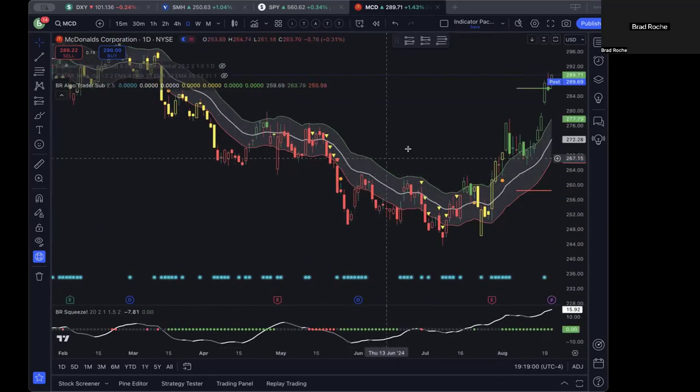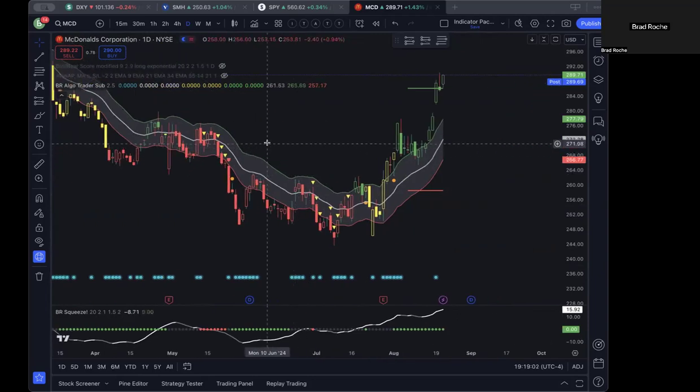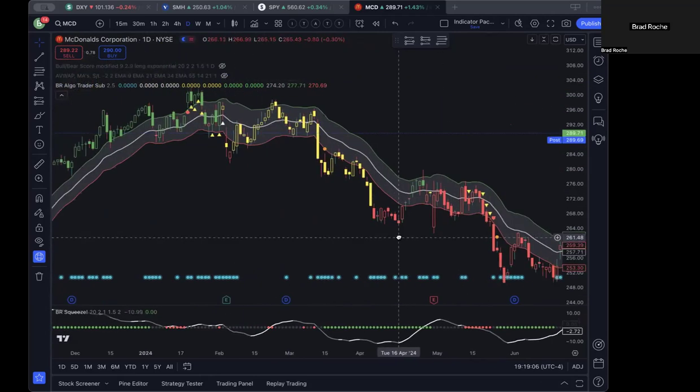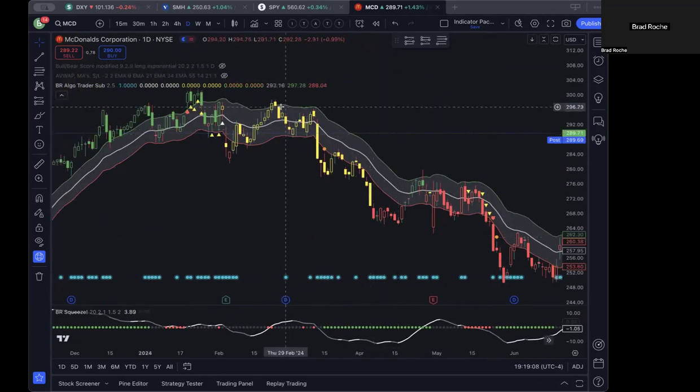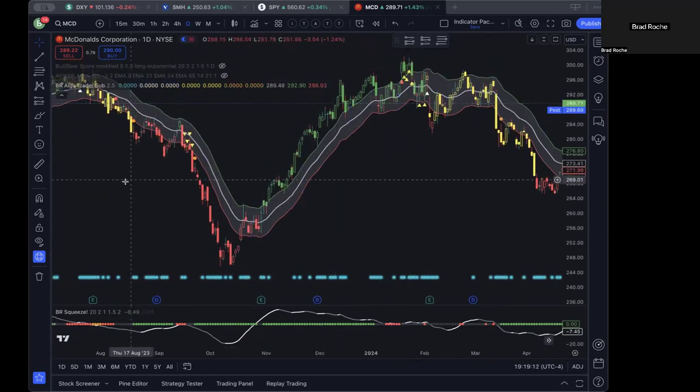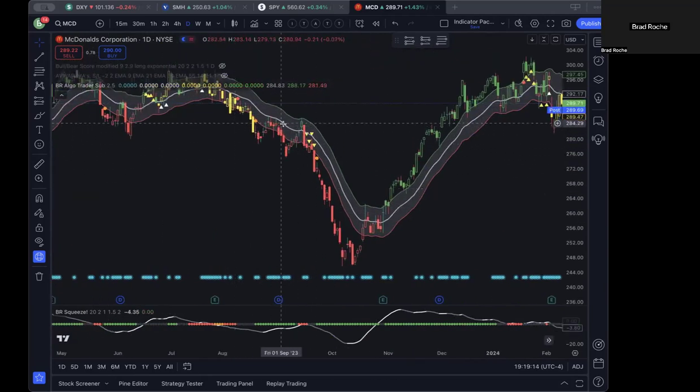The next thing is, okay, let's say you're struggling to identify if there's a strong trend. That's what these trend bars are for. The yellow indicate not a strong trend. The green indicate a strong uptrend, and the red indicate a strong downtrend.